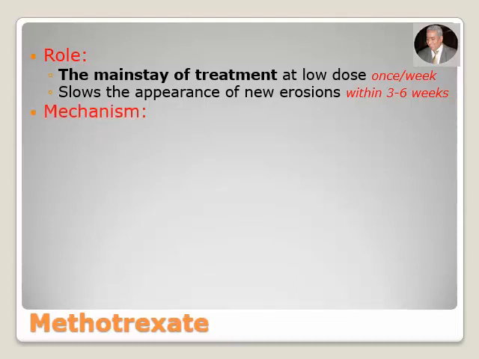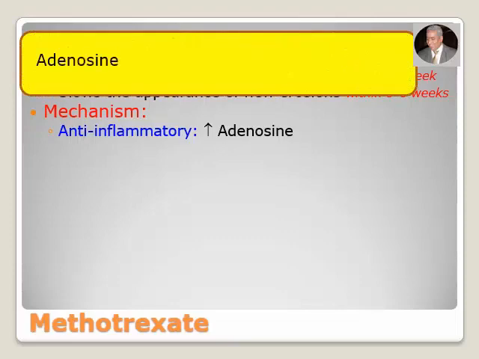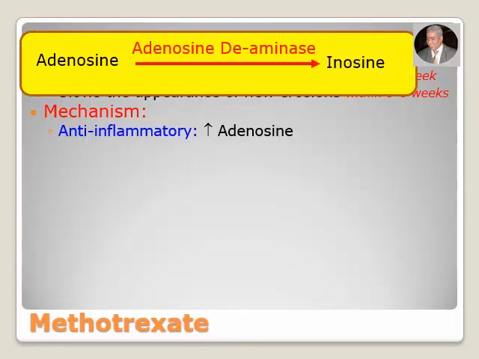It has 3 mechanisms of action. The first is the anti-inflammatory action, mediated by increasing the level of adenosine. Adenosine is metabolized by adenosine deaminase into inosine. Methotrexate inhibits the adenosine deaminase enzyme.